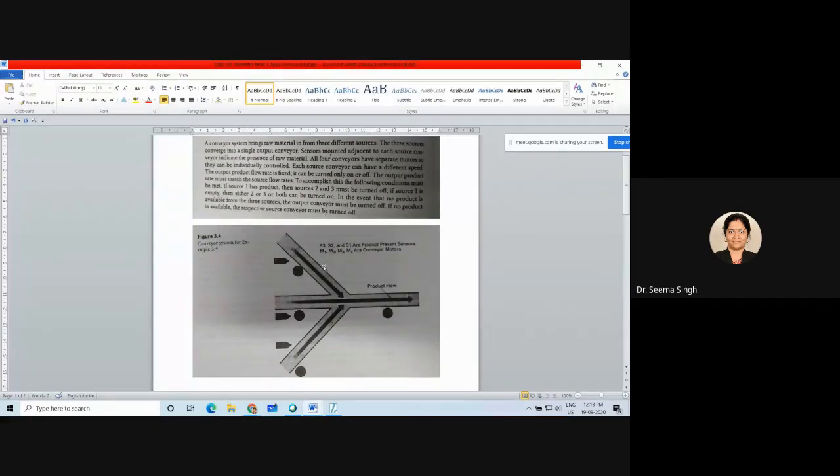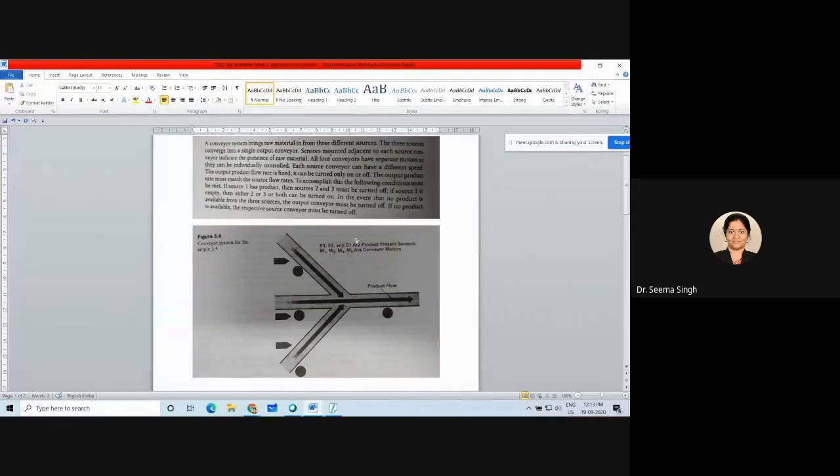That means what? If the product is available in M1, then this M1 and this M4 will be in working condition, and product will move from M1 to M4. And even if the product is available on M2 and M3, the motor will be turned off. So the product will not move from belt 2 and belt 3. So this is belt 1, belt 2, belt 3, belt 4. So motors M1, M2, M3, M4.